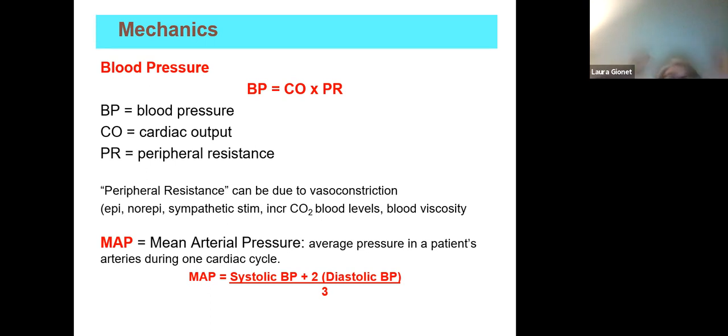I'm not going to ask you, although it would be a good idea to memorize this equation at this point in time, I won't be giving you pressures and saying, hey, calculate the mean arterial pressure for me. But you should know by definition that the mean arterial pressure is the average pressure in a patient's arteries during one cardiac cycle. And if you'd like to do a little extra, then I would start to commit this equation to memory: systolic blood pressure plus 2 times the diastolic blood pressure, divided by 3.